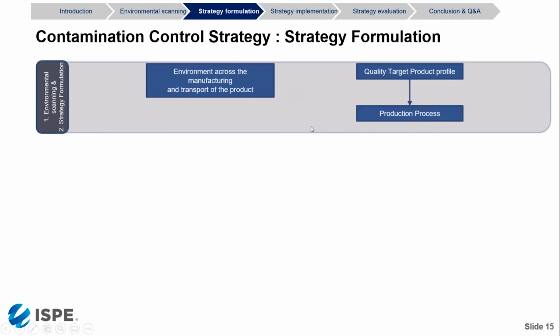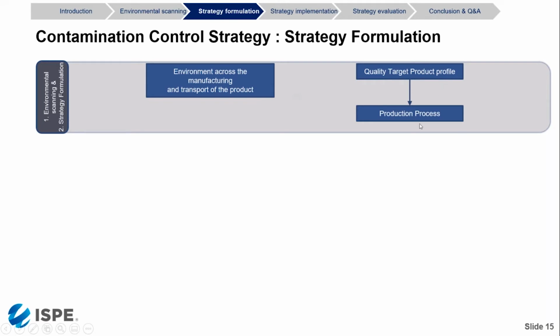Now let's go to the strategy formulation. This figure will also be populated, so try to keep track of this figure too. Like I said, the first thing is environmental scanning. The second thing is strategy formulation. To be able to do that, what you really need is to scan the surrounding environment and the activity where the product is processed and transported, and also identify and understand the quality target product profile and the target patient.